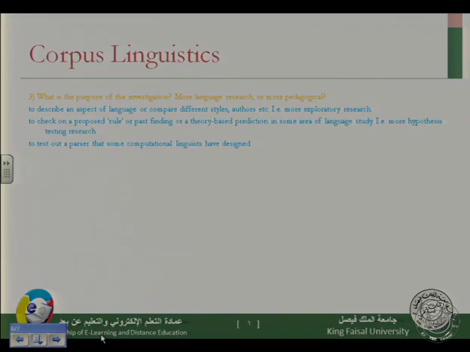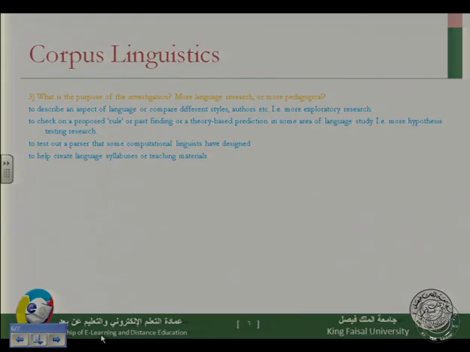To test out a parser that some computational linguists have designed. Well, yes, with computational linguists, they use some special parsing system to analyze language. They have certain codes to analyze each piece of language. So they come up with all of these parsing formulas. So you take one of them, you apply it to the corpus, and you find whether this parsing is true or not.